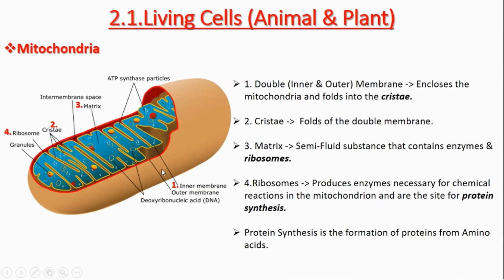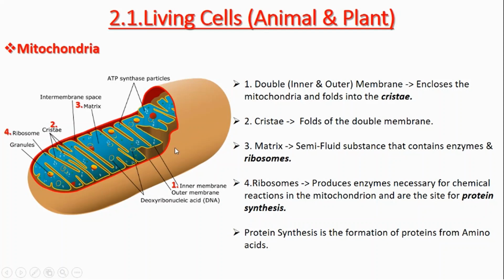There's the picture of the mitochondria right there. 1, 2, 3, 4 are the labelings, and we have information on the side. So let's talk about it now. You can see number 1 being the inner and the outer membrane, also called a double membrane. The double membrane encloses the mitochondria and folds into what are called cristae. The cristae are the folds of the double membrane. It explains itself. As you can see, these folds here, all of these are cristae, folds of the double membrane.